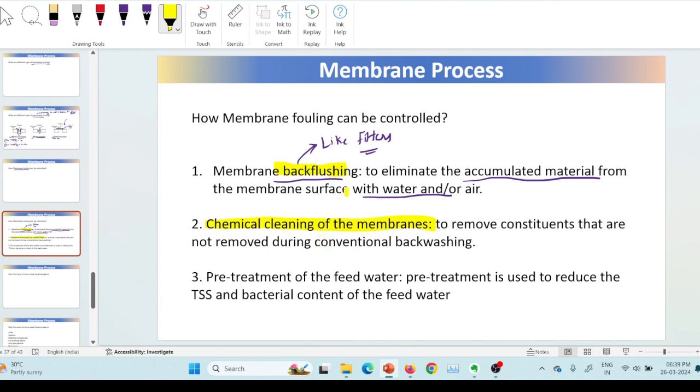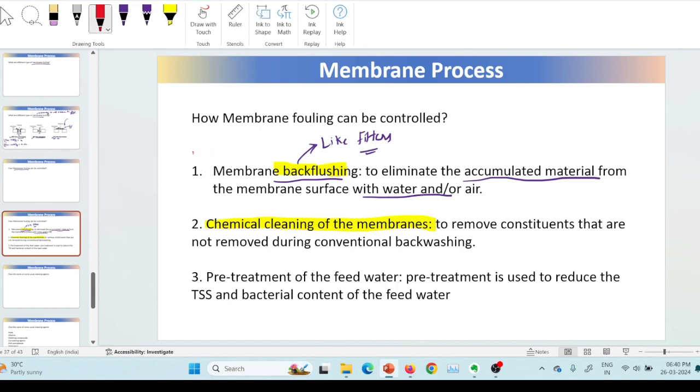So what will happen if something is not removed during membrane backflushing when we are applying water and air? If something is not removed, then we have to use some chemicals, and these chemical constituents we'll study in one more MCQ. So then we use chemical cleaning of the membrane. And another one is not a correct means; the third one is not proper, but what can we do?